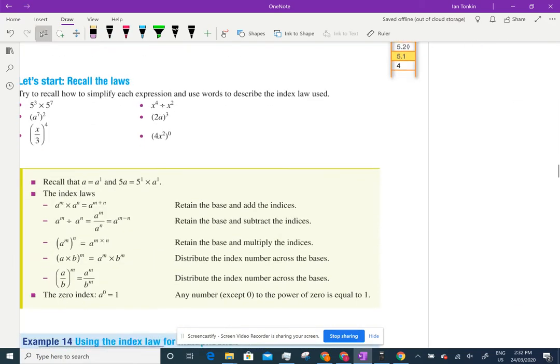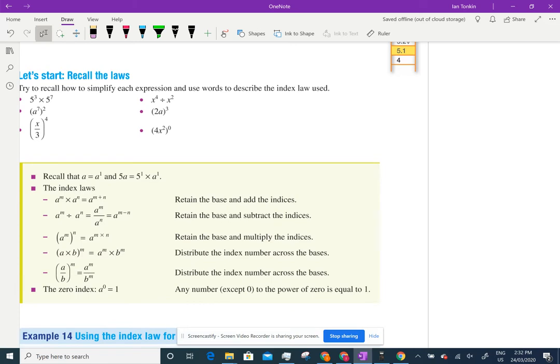So the first thing you need to know is you need to remember these index laws. Now I can go through and prove them, but you're going to need to write them down. And they're all here. And at some stage you will end up confusing these. But let's have a look at them just to begin with.